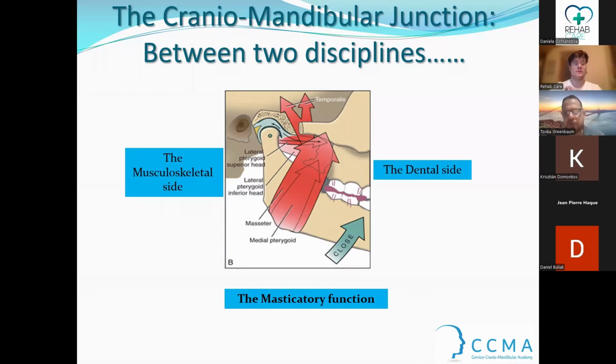For example, if you have a toothache or any dental procedure, you are likely to change your masticatory pattern, and then you might develop some compensatory mechanisms within your musculoskeletal system. So that's one example how the dental system might contribute to musculoskeletal disorder.